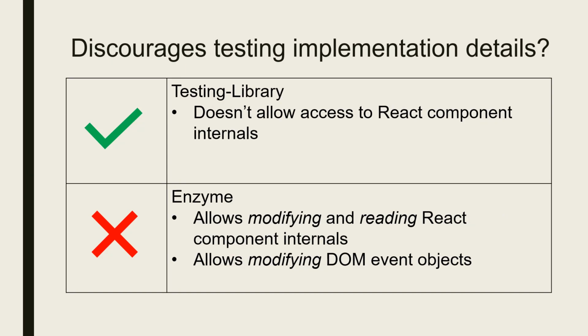Enzyme allows developers to modify and read the internal state of React components. This is not a great idea because it makes your tests brittle. Also, testing the internals of a React component gives you less confidence your code works. For example, asserting a component has the state username Joe gives you less confidence than a test asserting that the username Joe is displaying on the screen.